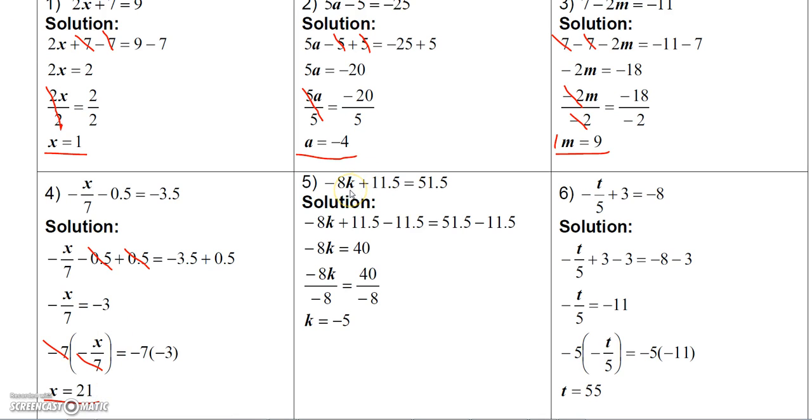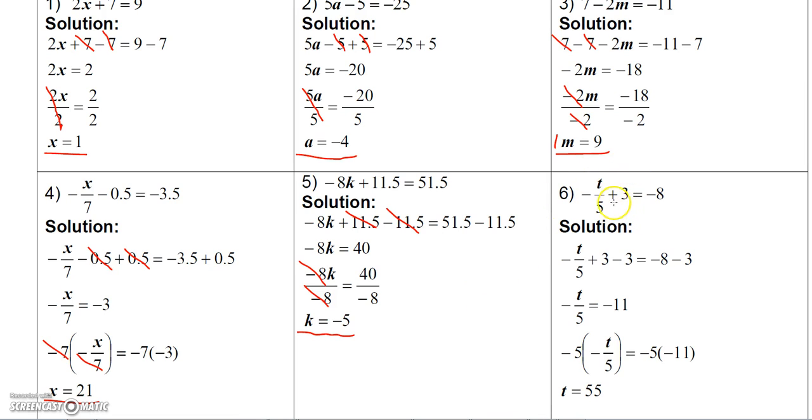Okay, so on this next equation, I have negative 8k plus 11.5 equals 51.5. So what I'm going to do is subtract 11.5 from both sides so that it would cancel the 11.5 over here, and then 51.5 minus 11.5 on the right hand side would be 40. So I'll get 40 on the right hand side, and then on the left hand side I just get the negative 8k, and then of course we divide both sides by negative 8, and negative 8 over negative 8 is just 1, so you get 1k, and then 40 divided by negative 8 is negative 5, so your answer is k equal to negative 5.